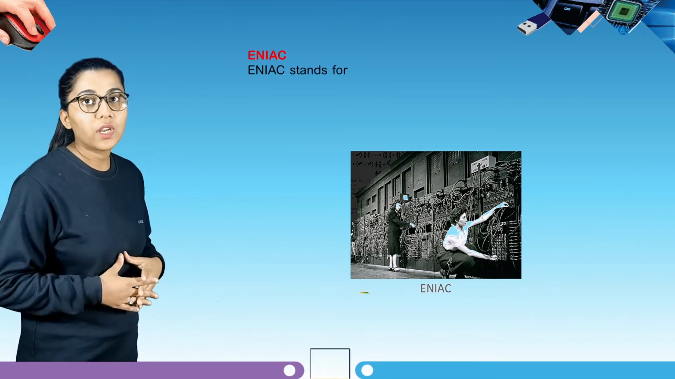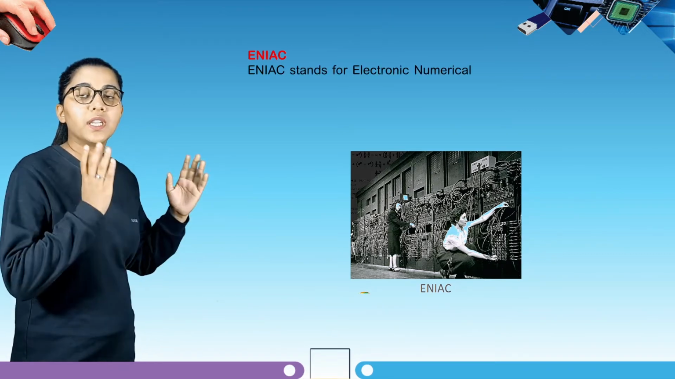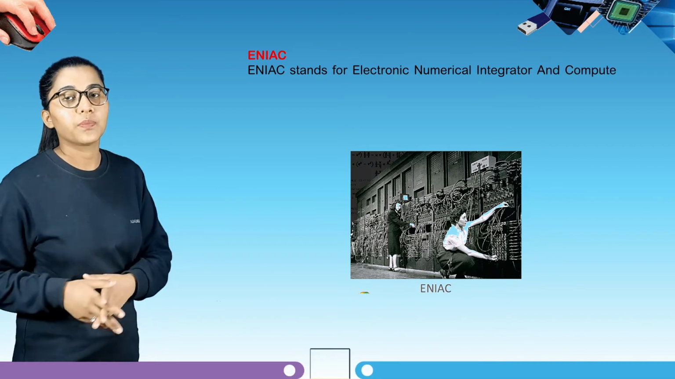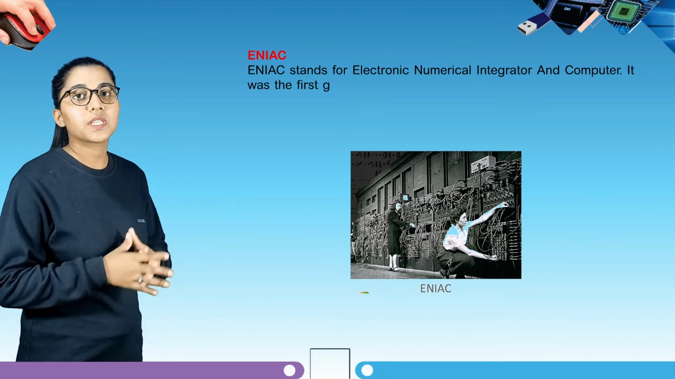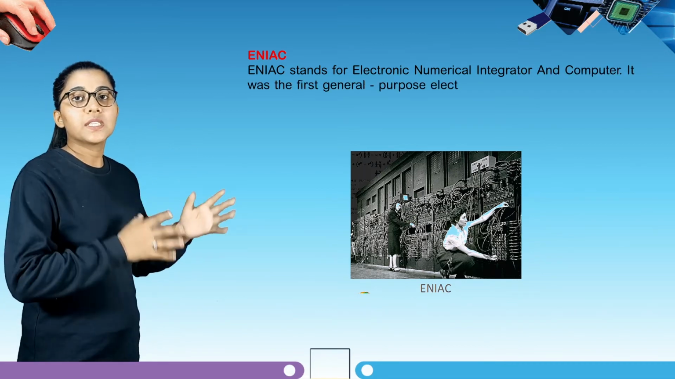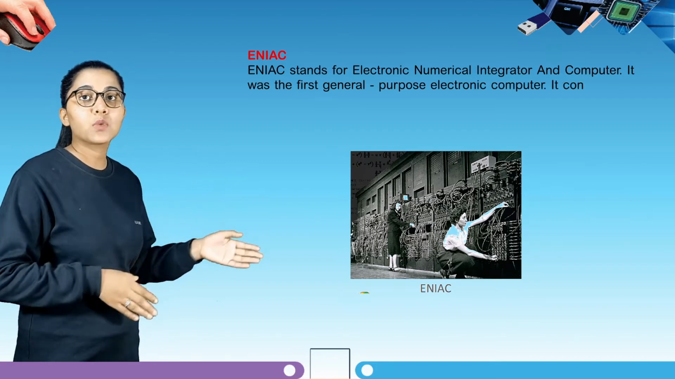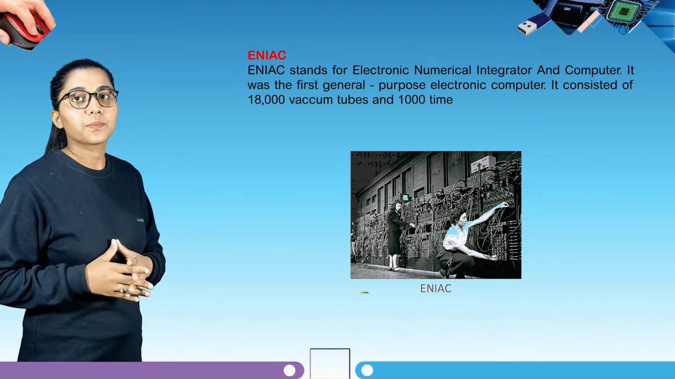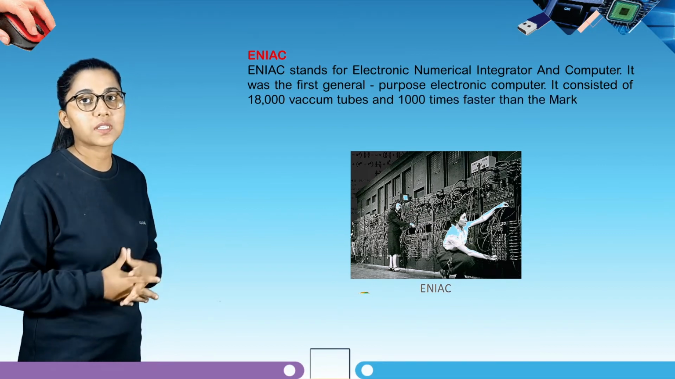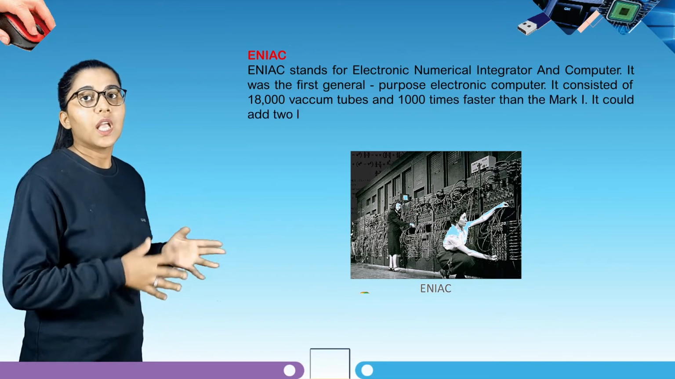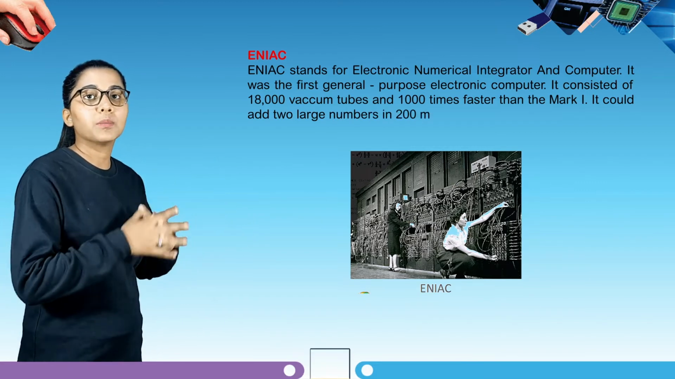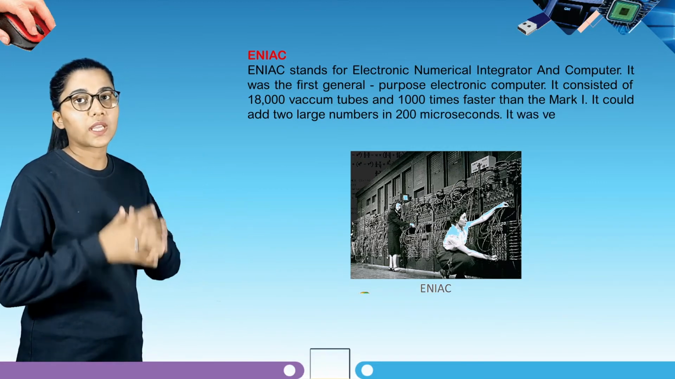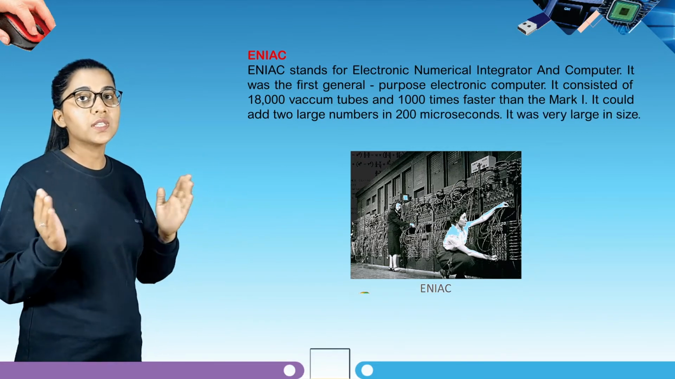ENIAC stands for Electronic Numerical Integrator and Computer. It was the first general purpose electronic computer. It consisted of 18,000 vacuum tubes and was 1,000 times faster than the Mark I. It could add two large numbers in 200 microseconds. It was very large in size.